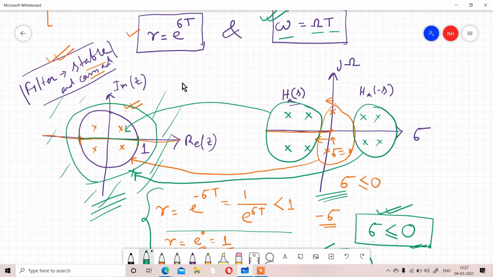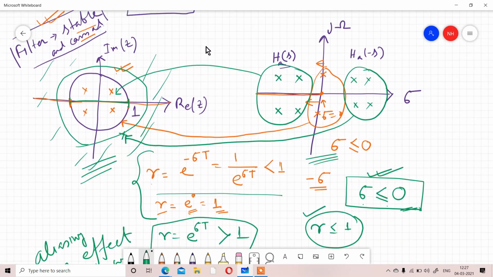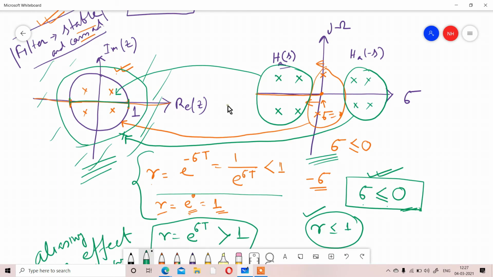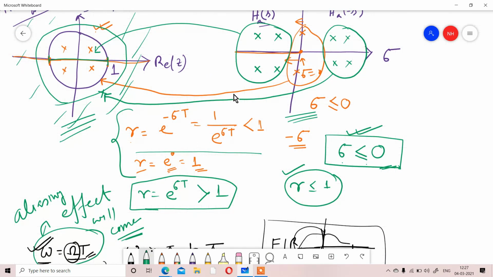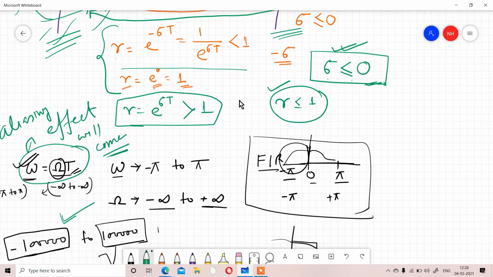Now from r equal to e to the power sigma T, we have checked whether the stability and causality condition is satisfied or not. For that case we have seen that if the value of sigma is less than or equal to 0, then r less than or equal to 1 is satisfied. If r less than or equal to 1 is satisfied, it means the filter is stable and causal.